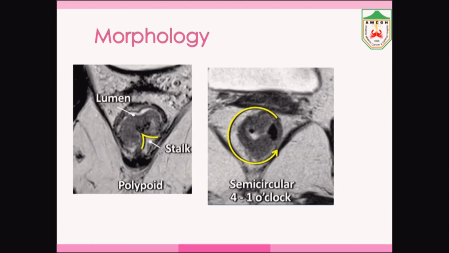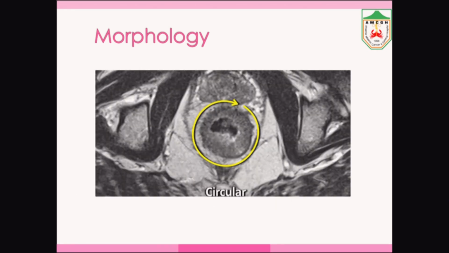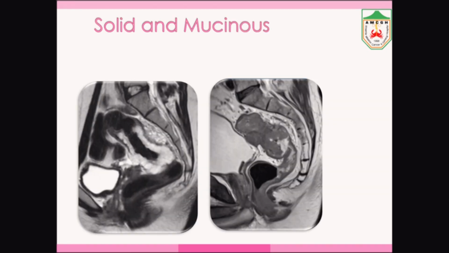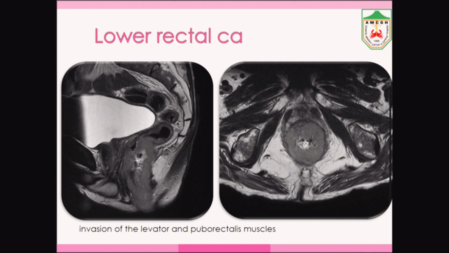Morphologically it appears as a polypoidal lesion, semicircular lesion, or circular circumferential lesion. It may appear as an intermediate signal intensity solid-looking lesion, or sometimes as a mucinous lesion, which appears as T2 high signal intensity. For lower rectal carcinoma, we have to mention the sphincter status within the report.